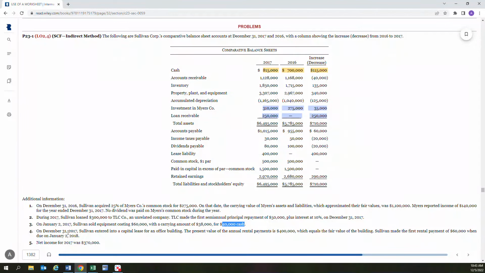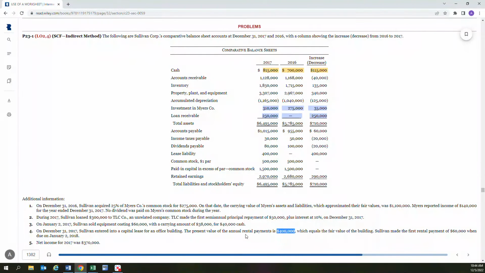Number 4 says, on December 31st of 2017, Sullivan entered into a capital lease for an office building. The present value of the annual rental payments is $400,000, which equals the fair value of the building. So Sullivan made the first rental payment of $60,000 when due on January 2nd of 2018. Okay, so this involves the next fiscal period, but this involves this period.